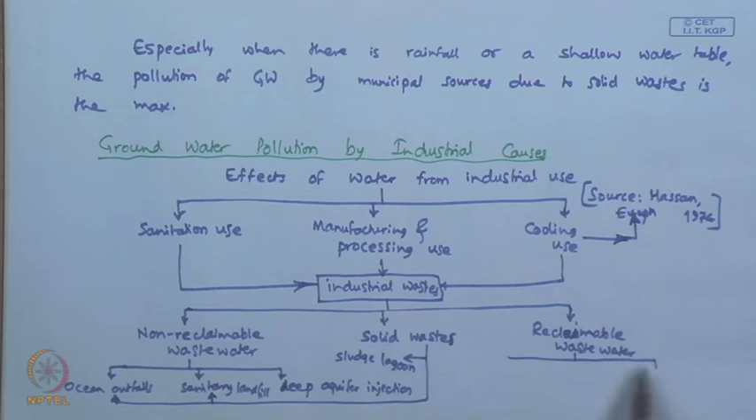So, it may follow any of the three paths. The first one is the recycled water, again for industrial use, then it may go to say municipal treatment plant, or it may go to disposal in streams or rivers.